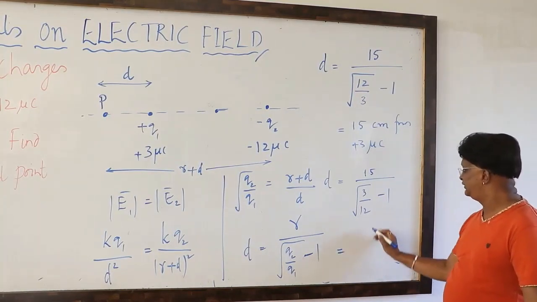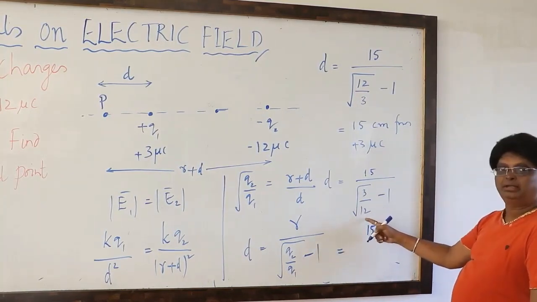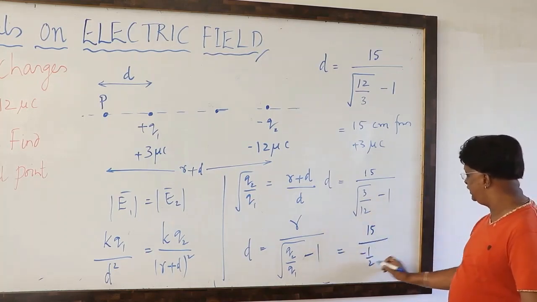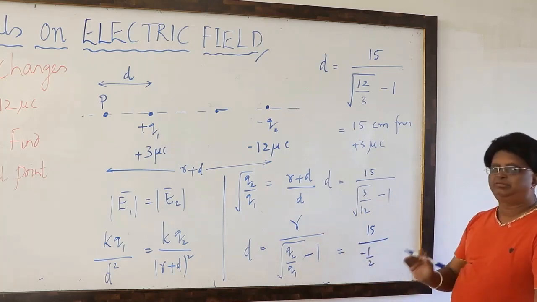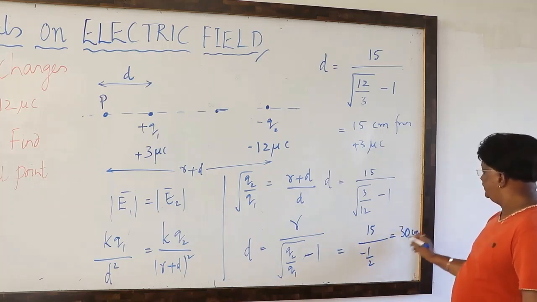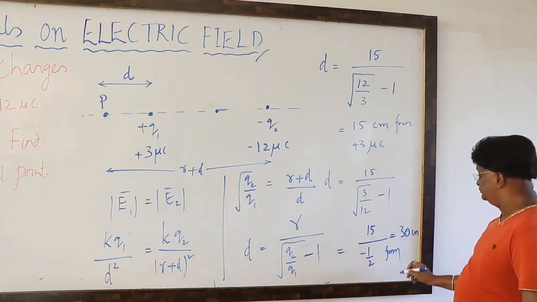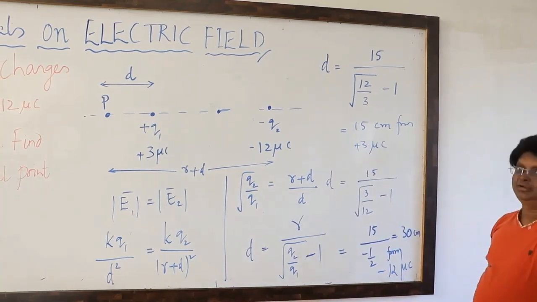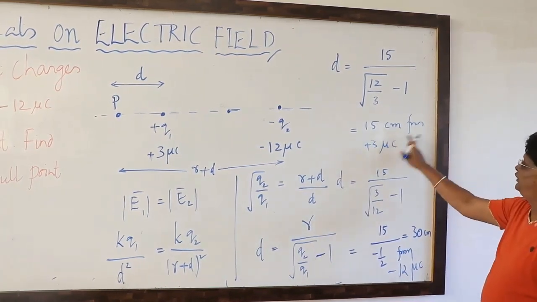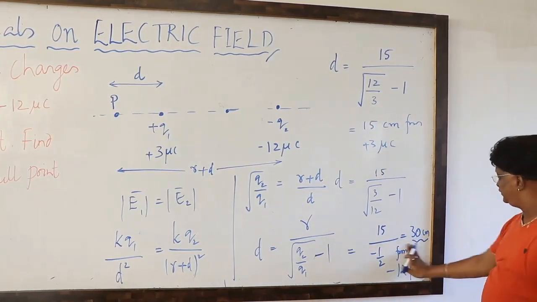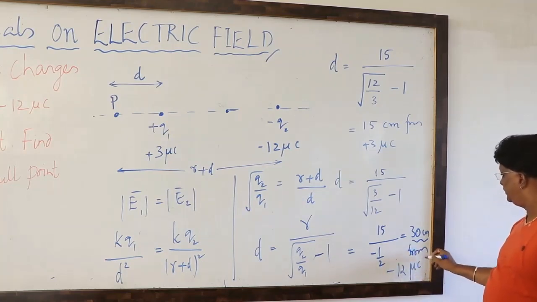So you will get this as 15, this becomes 1 by 2. 1 by 2 minus 1, of course you will get it as minus 1 by 2, you will find. And this negative sign will have the significance. So this is 30 centimeter from minus 12 microcoulomb, because this is minus 12 microcoulomb. So what is the meaning of that? One understand. Earlier 15 centimeter from 3 microcoulomb, now this time 30 centimeter from minus 12 microcoulomb.